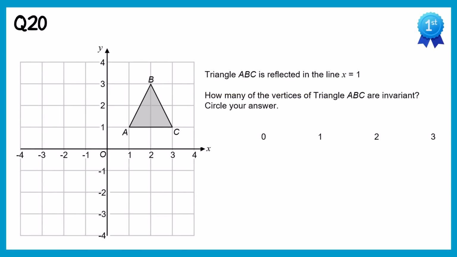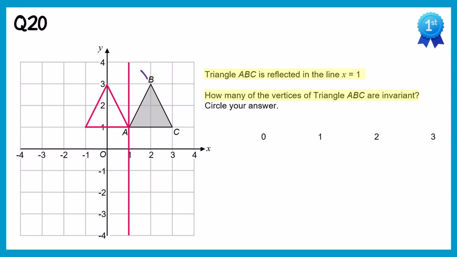In this question, we're told about the triangle ABC, which is reflected in the line x equals 1, and we need to work out how many of the vertices are invariant. The line x equals 1 is a vertical line that goes through 1 on the x-axis. So let's take the triangle and reflect it in this line. We just need to work out how many of these points stayed in the same place.